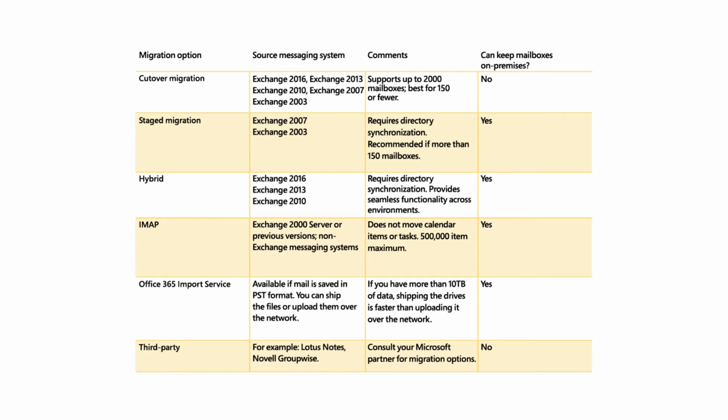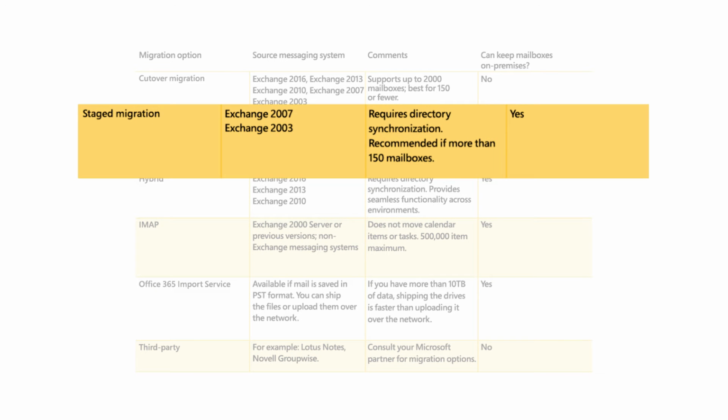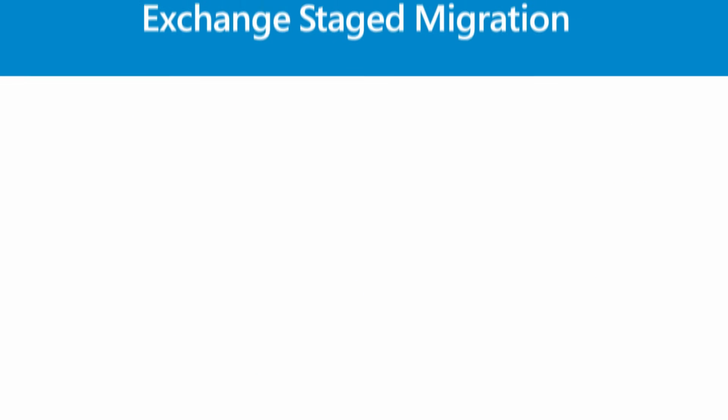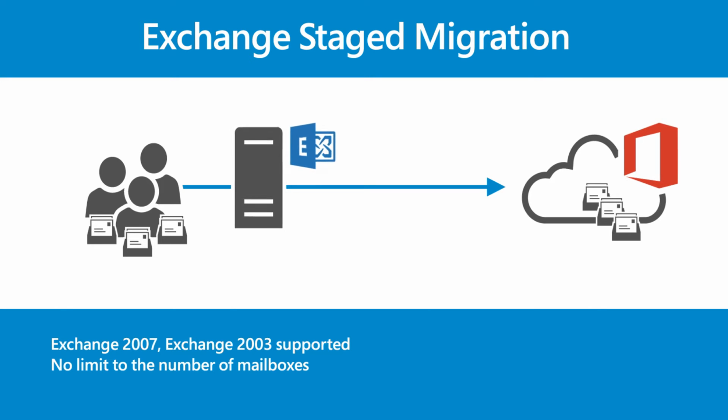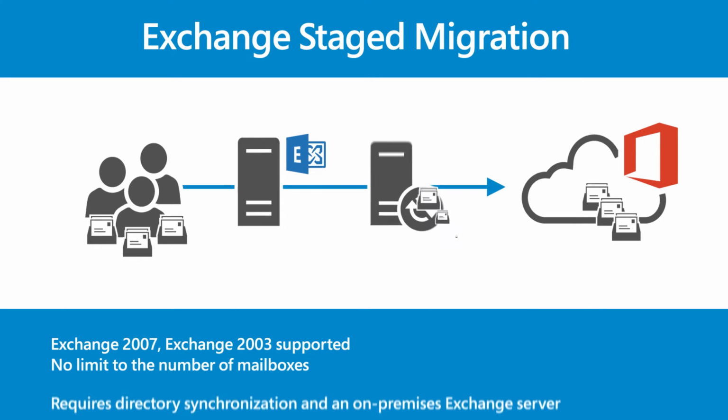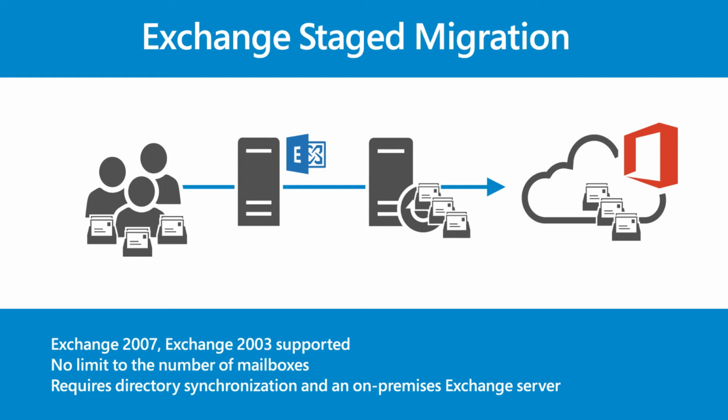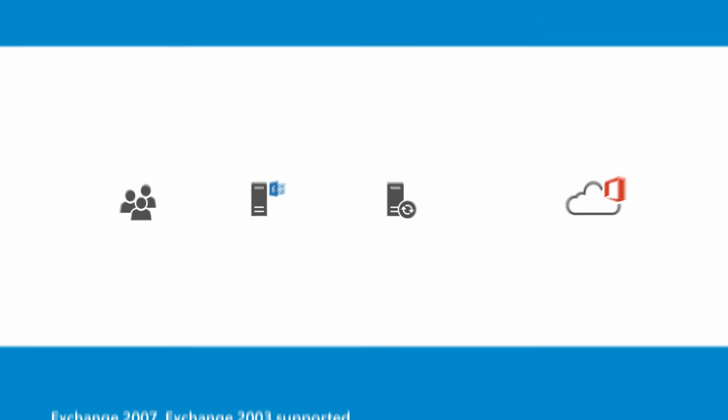Not in a hurry to move everyone to the cloud? Use a staged migration with Exchange 2003 or Exchange 2007 to move a subset of mailboxes to Office 365. There's no limit to the number of mailboxes you can move. We recommend that you maintain a short-term connection between Office 365 and Exchange. Just remember, you have to deploy directory synchronization to use staged migration. And you'll need to keep at least one Exchange server on premises for mailbox management.